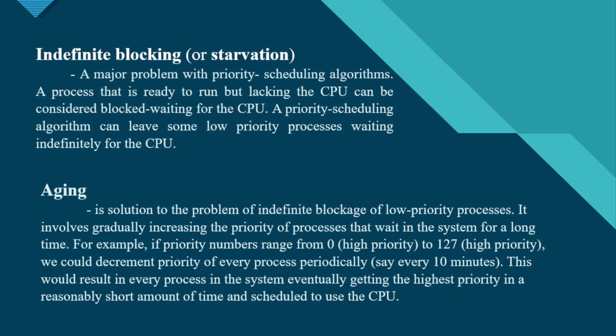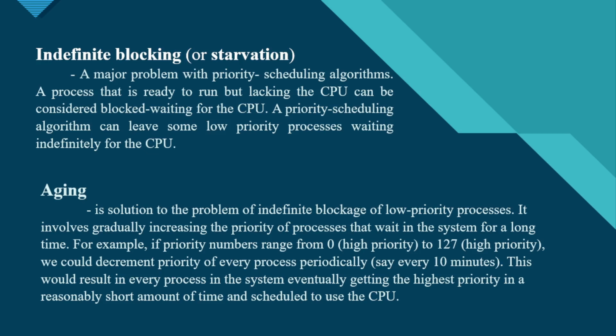Indefinite blocking, or starvation, is a major problem with priority scheduling algorithms. A process that is ready to run but lacking the CPU can be considered blocked, waiting for the CPU. A priority scheduling algorithm can leave some low priority processes waiting indefinitely for the CPU. And we have a solution for that problem. It is aging.